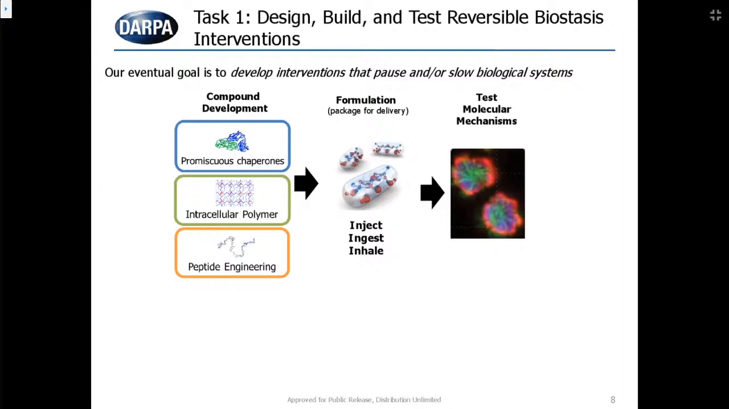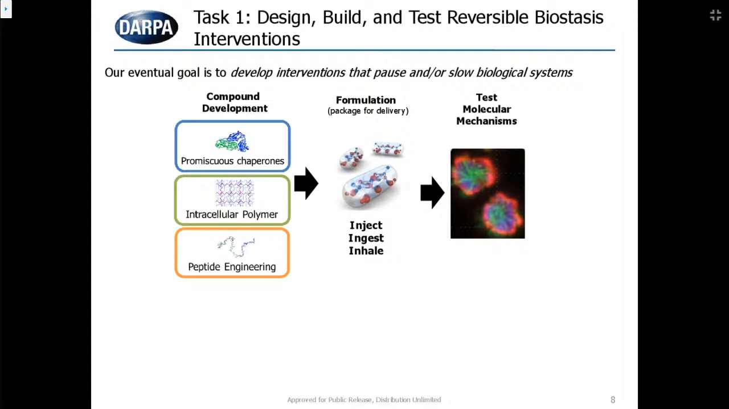Additionally, Task 1 incorporates the challenge of formulation for delivery. Not every intervention will exhibit ideal kinetic properties for diffusion, passive transport, et cetera, in its raw form. So we expect that the performer teams are going to investigate and optimize delivery methods and excipients to demonstrate the most robust and reliable formulation.